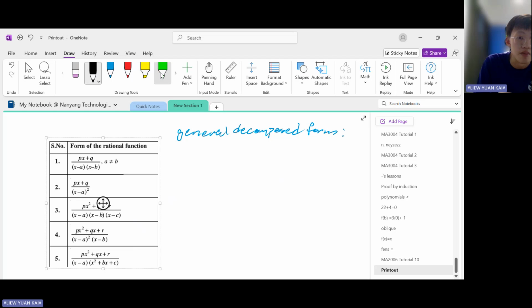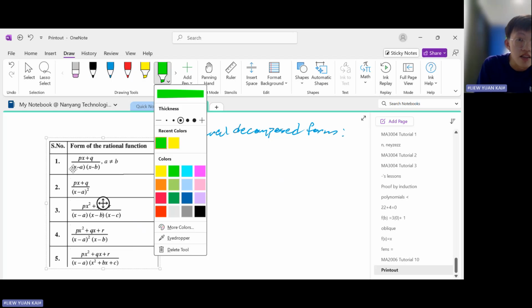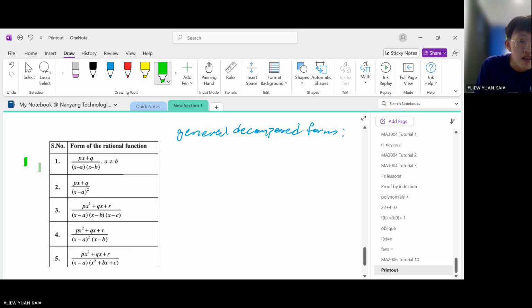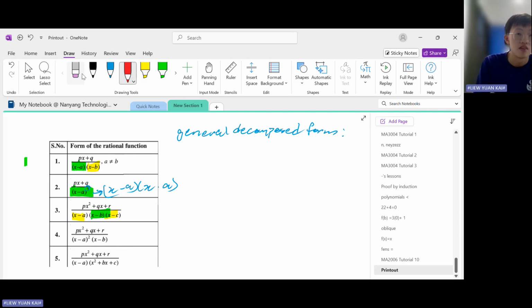What I mean by factors, I mean this. This is a factor, and this is a separate factor. In here, there are two repeating factors. Because this is power 2, this is x minus a, x minus a. So these are repeating factors. Then here there are three factors: 1, 2, and 3, and so on and so forth.